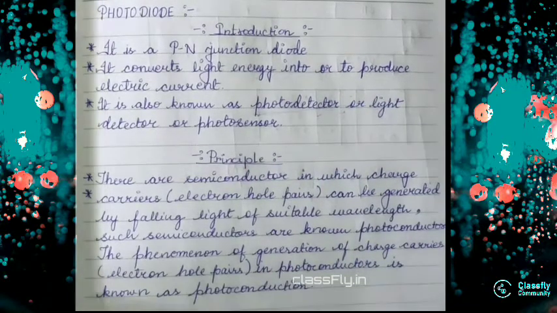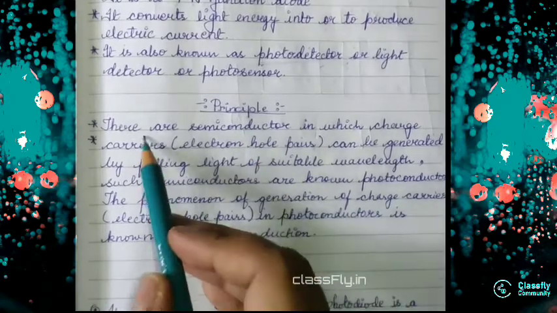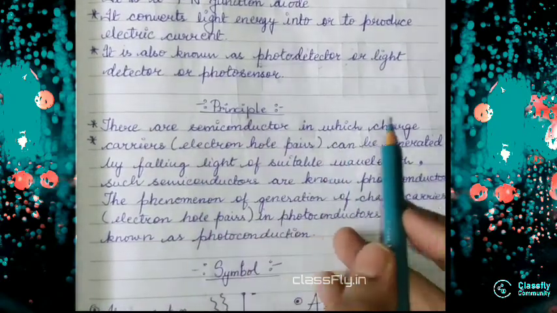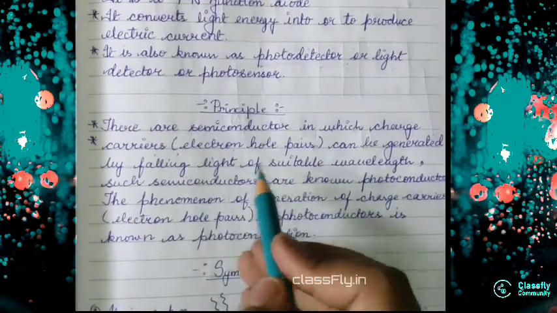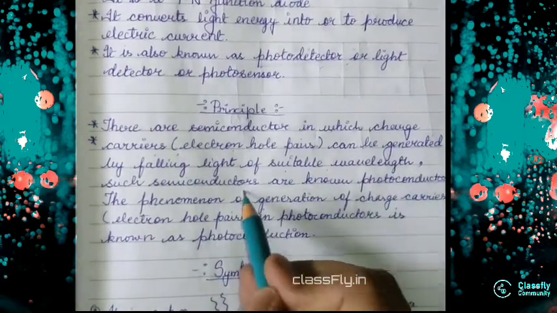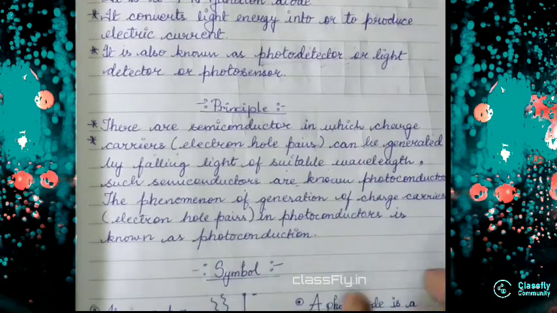Now see the principle of the photodiode. There are semiconductors in which charge carriers, that is electron-hole pairs, can be generated by falling light of suitable wavelength. Such semiconductors are known as photoconductors.